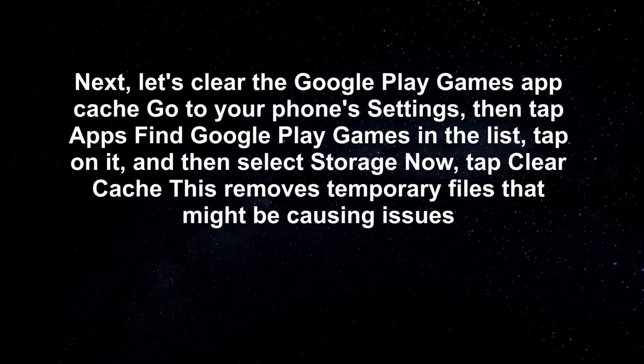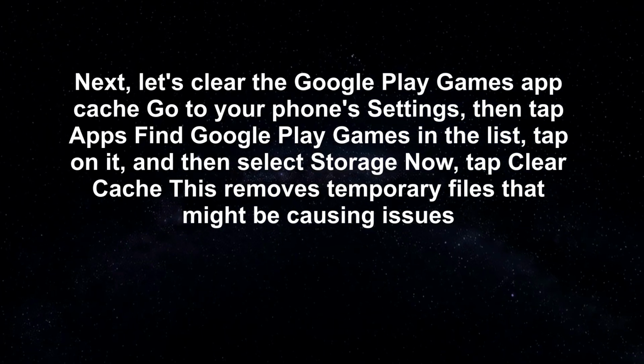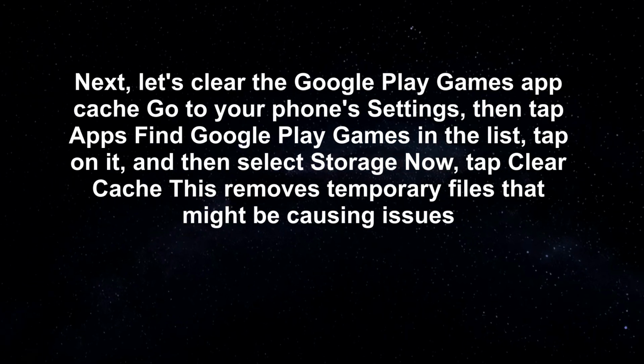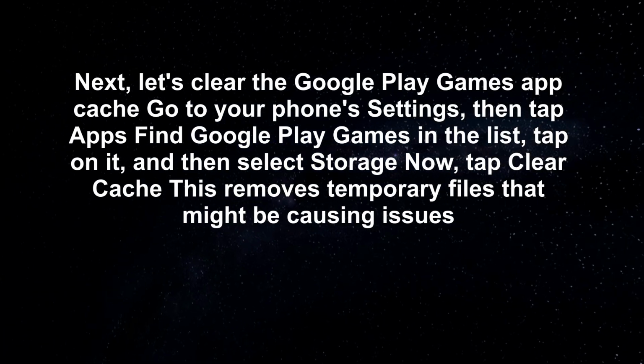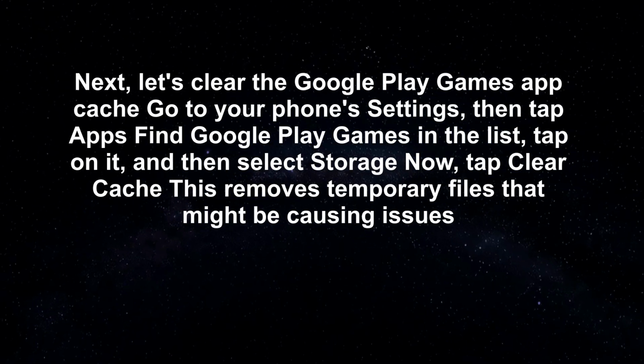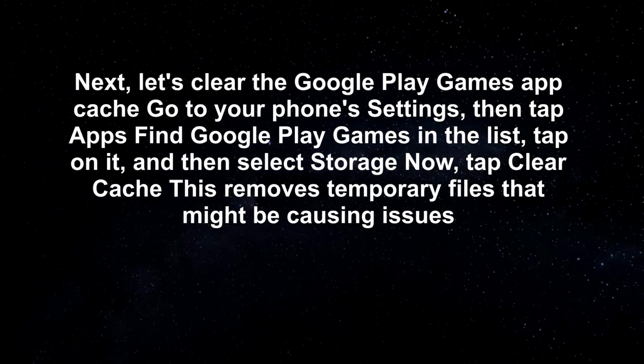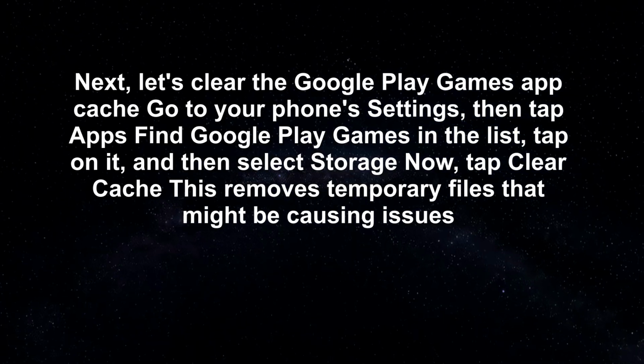Next, let's clear the Google Play Games app cache. Go to your phone settings, then tap Apps. Find Google Play Games in the list, tap on it, and then select Storage. Tap Clear Cache. This removes temporary files that might be causing issues.